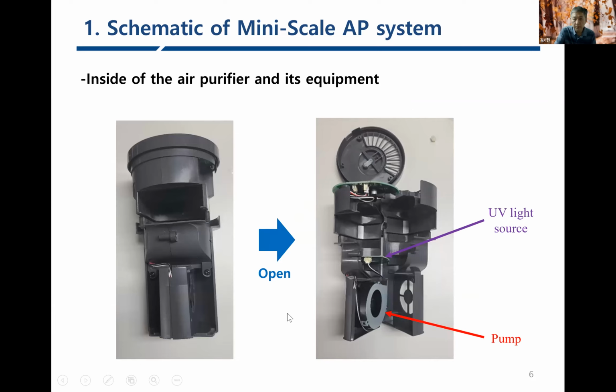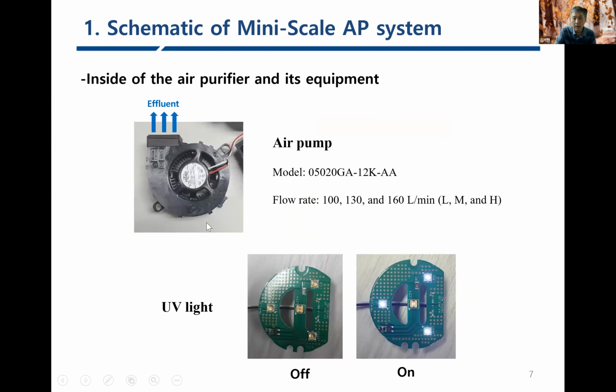In the unassembled part of this air purifier, we can see the light source here and the vacuum pump and things like that. This is a more specific feature of the air purifier, the air pump system. It can be operated at 3 different flow rates: low, medium, and high, 100 liters per minute to 160 liters per minute.